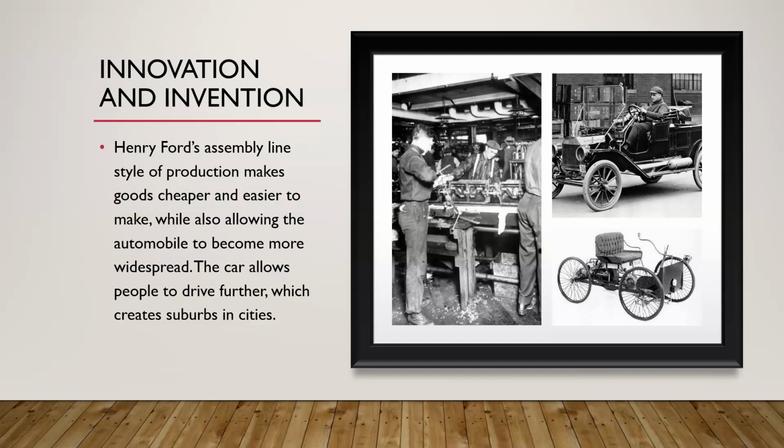The first car that Henry Ford created is in the bottom right hand corner of the picture collage. It was called a quadricycle because it was basically a bicycle, but instead of having two wheels, it had four. It had a bench. The steering wheel is this little knob that is coming out of the front of the vehicle. And that was his first type of car.